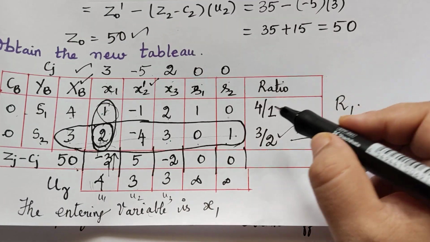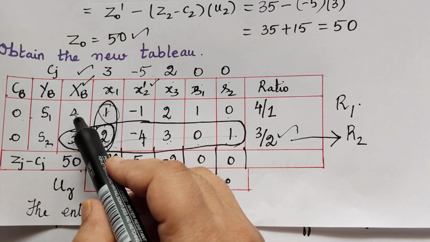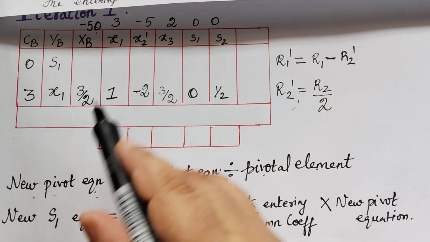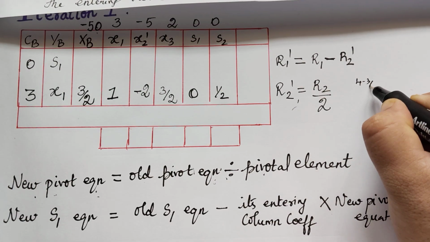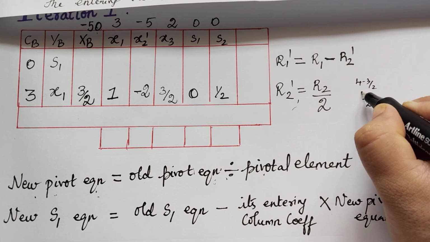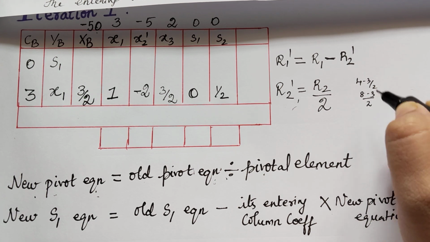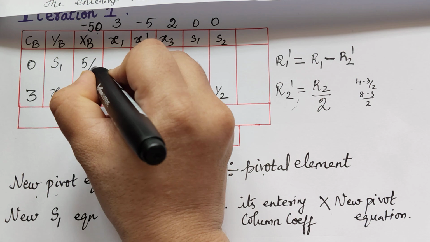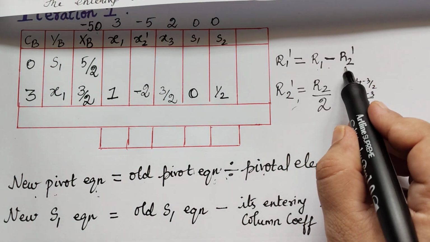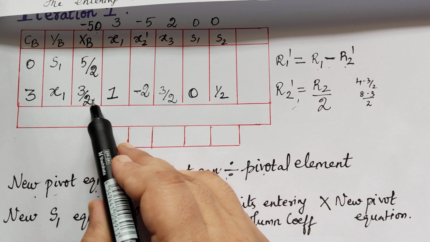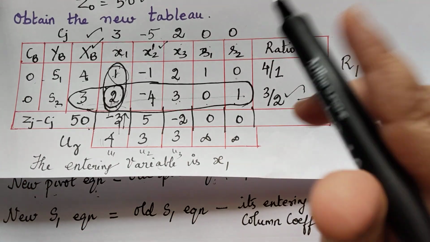So this is row 1. Here we will be having 4 minus 3 by 2. So the LCM is 2. So 8 minus 3, which will be 5 by 2. So this new element will be 5 by 2. So row 1 minus row 2 dash we have to do for all the elements. This is row 2 dash. Row 1 we have from here.